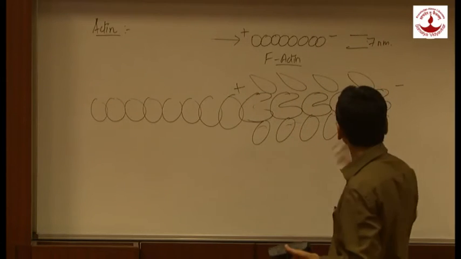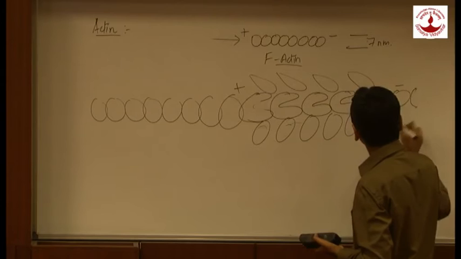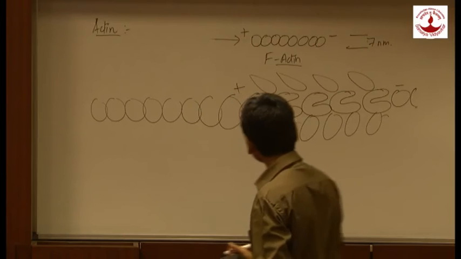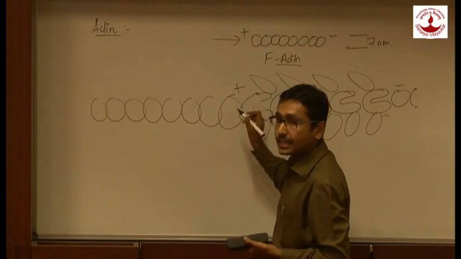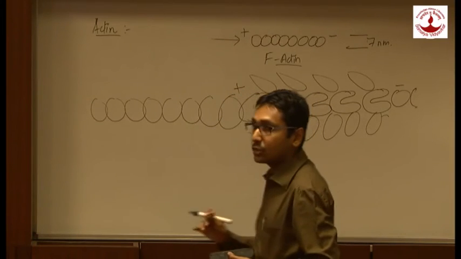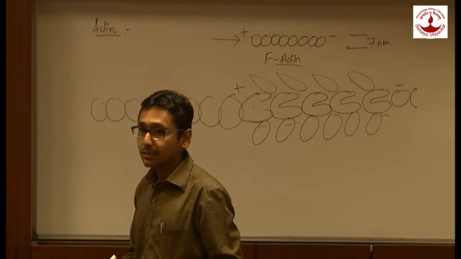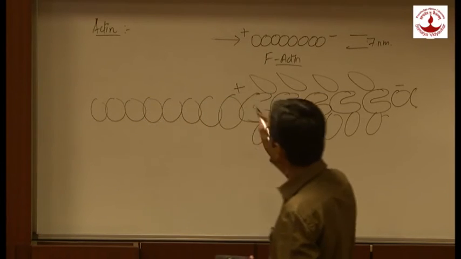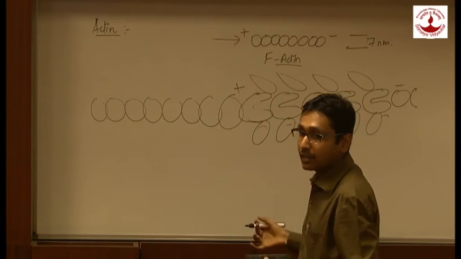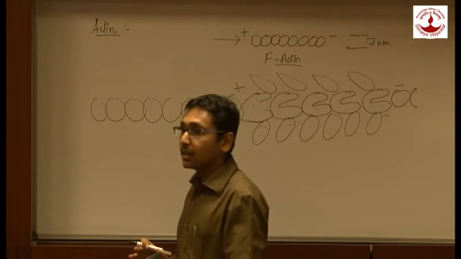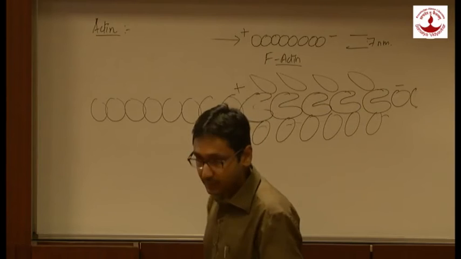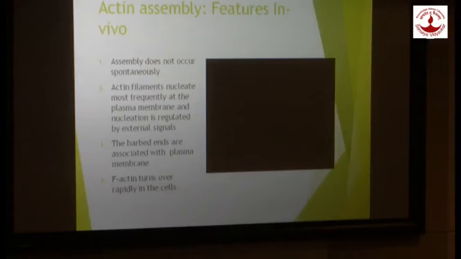10 times faster at the plus end than at the minus end. So the plus end is often referred to as the preferred end for assembly, whereas the minus end is not the preferred end for assembly. So far we have seen the actin filaments, the decoration experiments, and which is the preferred end, and how the structural polarity gives a functional consequence. The next is actin assembly.